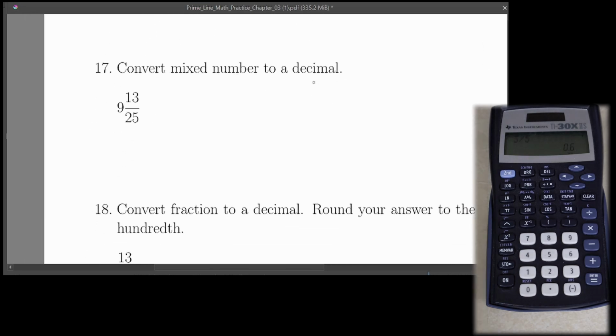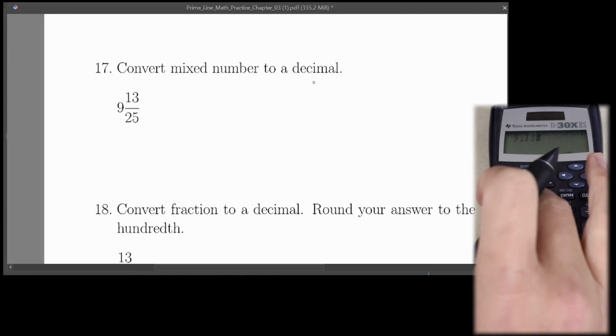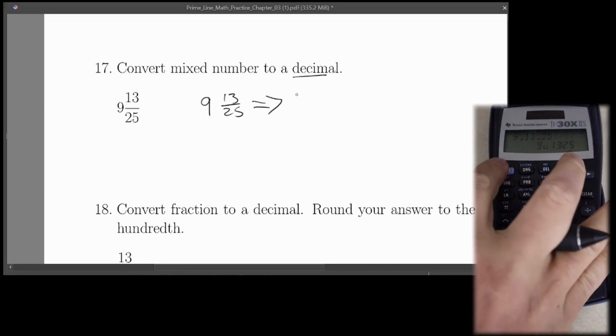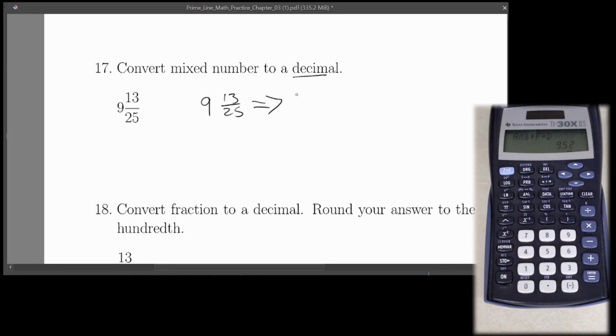Mixed number to a decimal: we can enter it in as 9 fraction 13 over 25, and we get a mixed number of 9 whole units and 13 over 25. We want to convert that to a decimal, so we can do second fraction decimal, and we get 9.52.